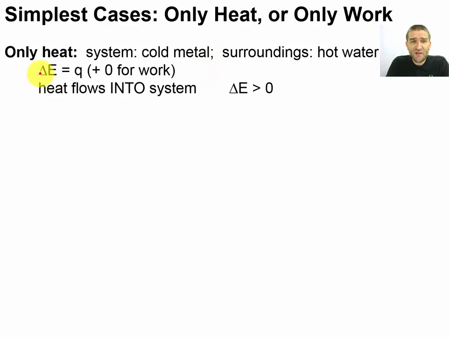Now in that case that I've just described, we're going to have delta E be positive for the metal because the heat is flowing from the hot water into the cold metal. The cold metal is gaining in energy, and because it's gaining, it's going to be a positive sign. It's going to be greater than 0 as the heat flows into our system.